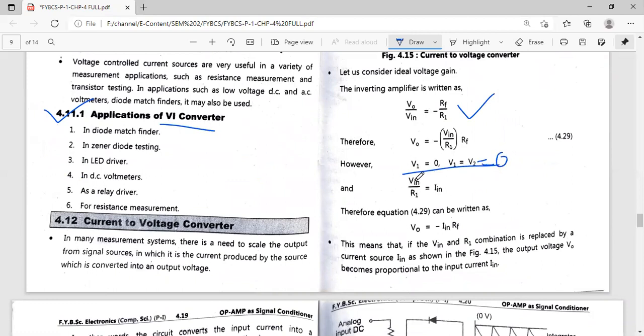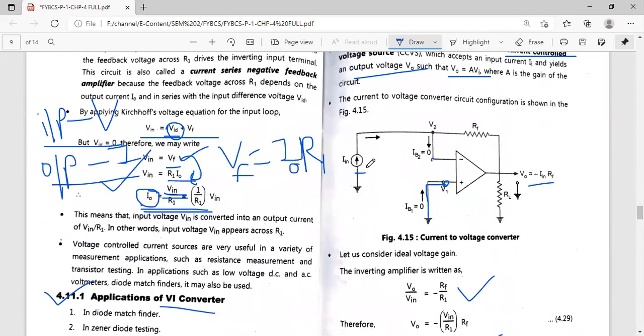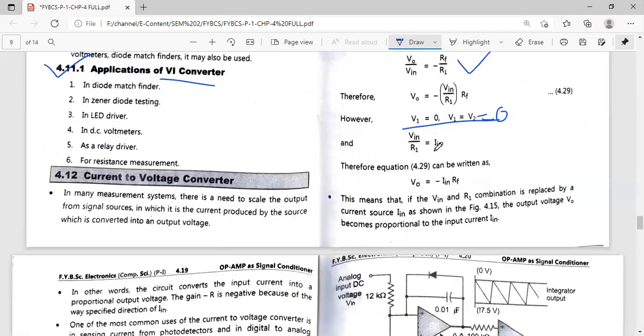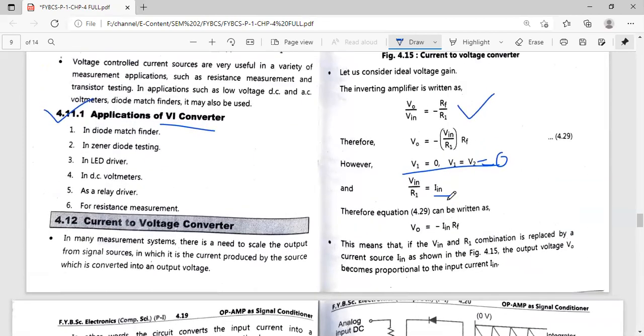Correct. Now, Vin upon R1 is equal to Iin. If we apply Ohm's law at the input side, what will it be? Iin, that is the input current, is equal to Vin upon R1. Right. So this is the equation which we achieve with the help of Ohm's law. Correct. Now, see this equation, equation number 4.29, we can do one thing. Instead of Vin upon R1, here we can simply write Iin, correct?